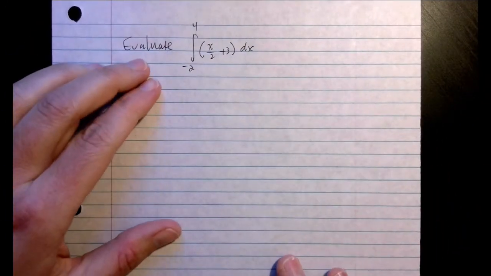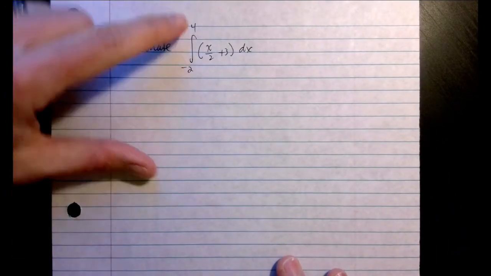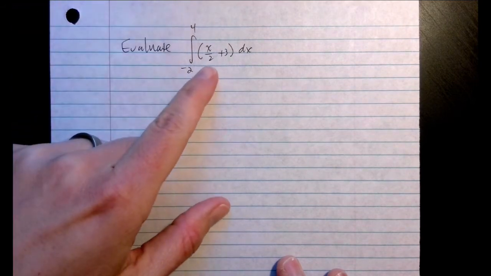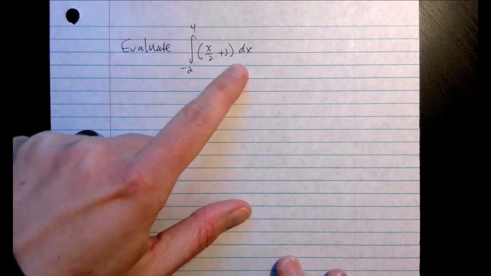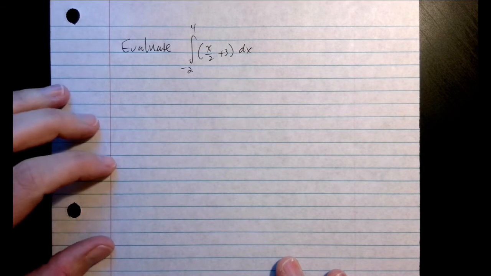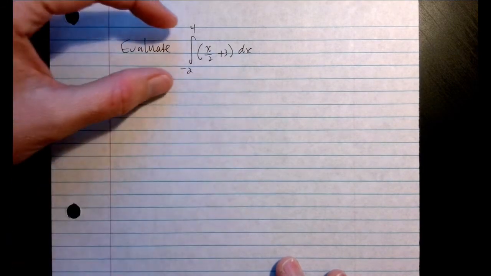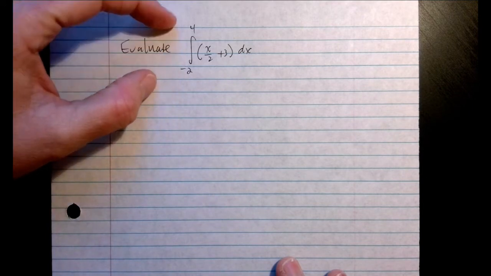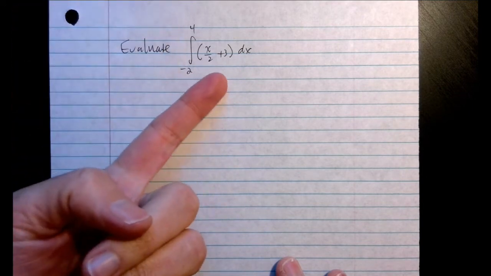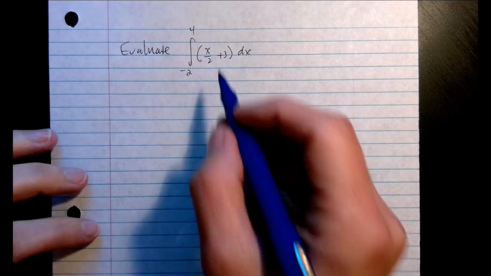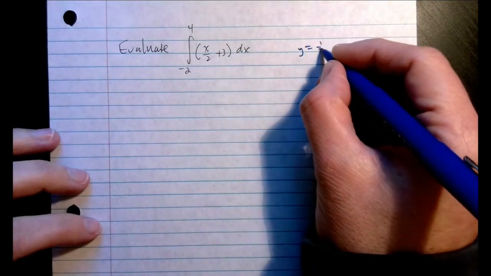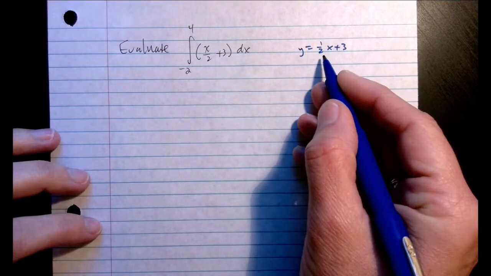In this problem, we are evaluating the definite integral from -2 to +4 of the quantity 1/2 x plus 3 dx. So again, the definite integral just means we're trying to find the area under this curve over this interval from -2 to 4. So the first thing we want to do is sketch what our function looks like. Now this is a linear function with a slope of 1/2.